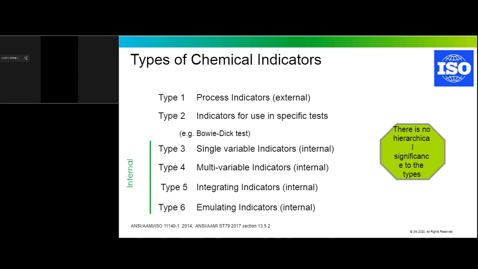So there are various types on the market. We'll talk about how those are used later in the presentation, but know that those types come from an international standard, and when you're buying chemical indicators, you should check that the manufacturer complies with the requirements of that standard on their labeling.